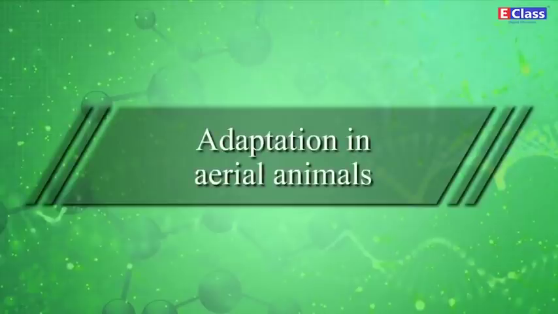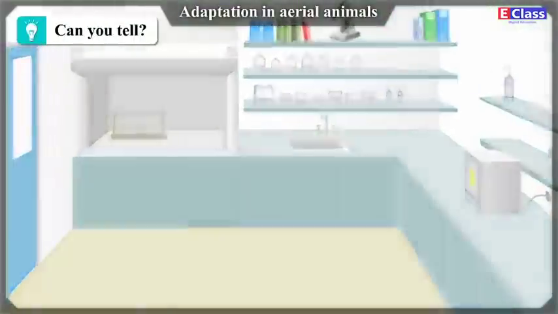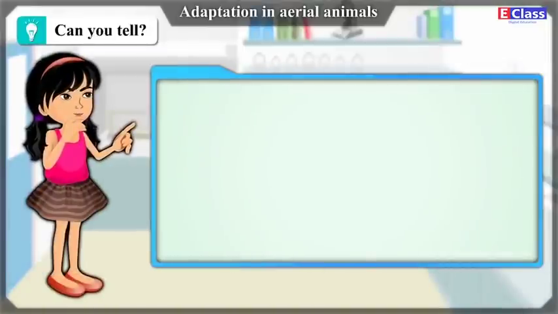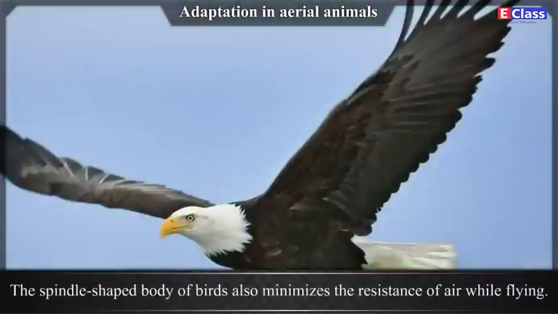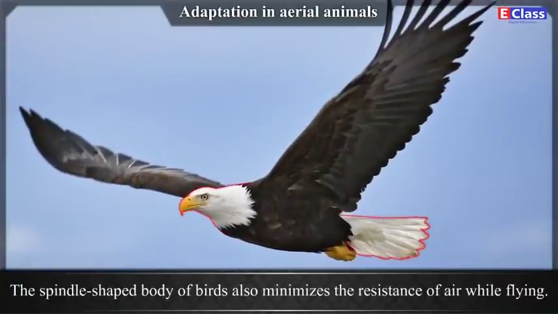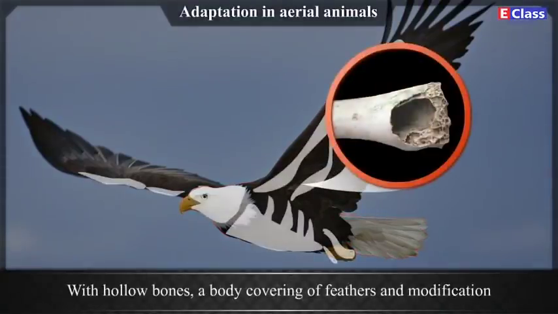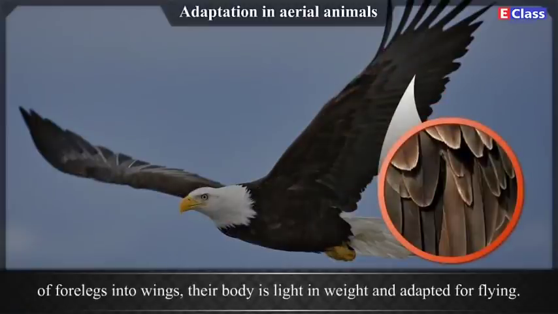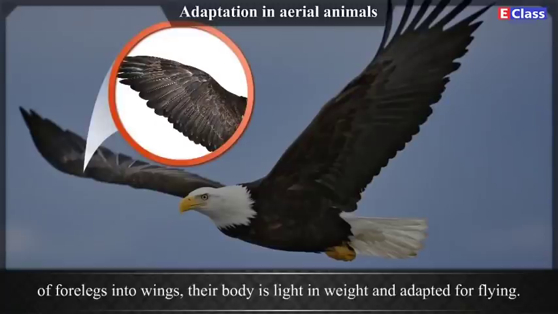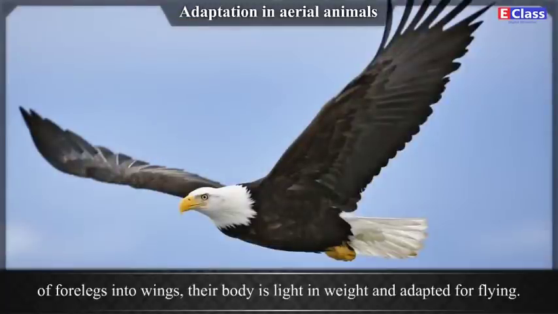Adaptation in aerial animals. Can you tell? What is the main difference between vehicles on the road and aeroplanes? The spindle-shaped body of birds also minimizes the resistance of air while flying. With hollow bones, a body covering of feathers, and modification of four legs into wings, their body is light in weight and adapted for flying.